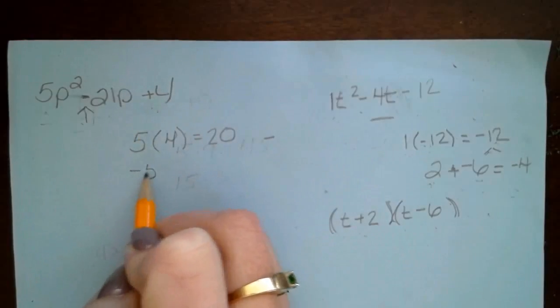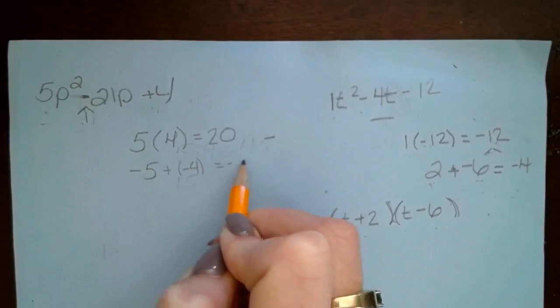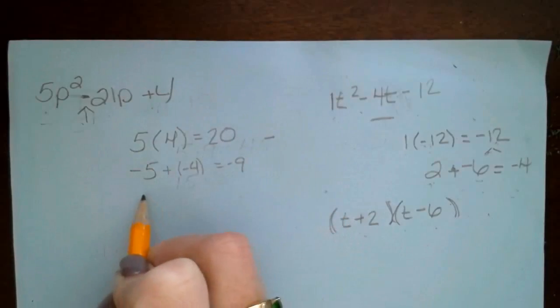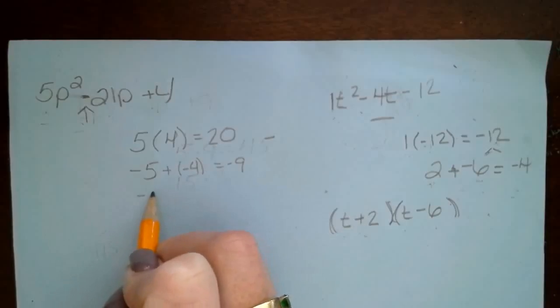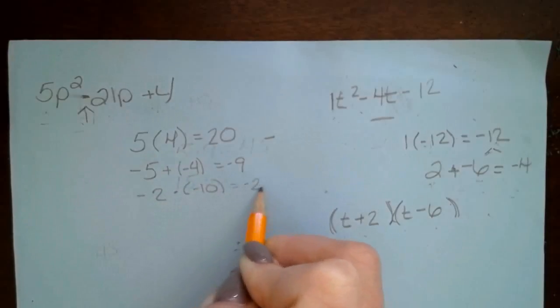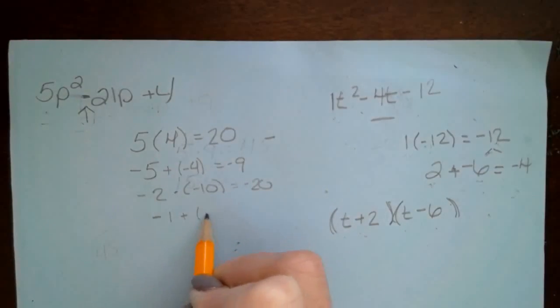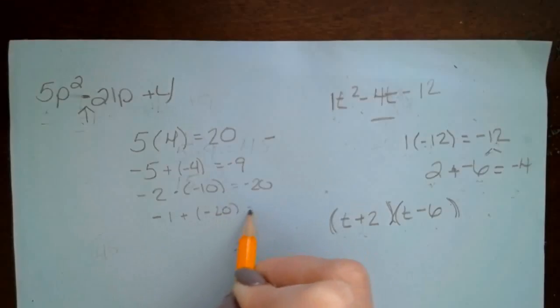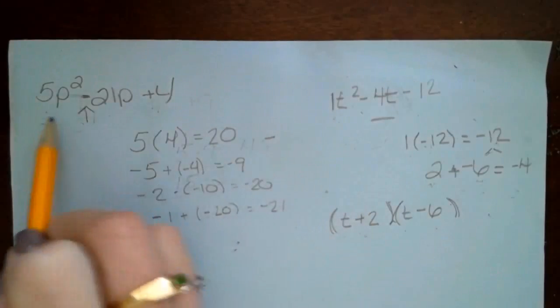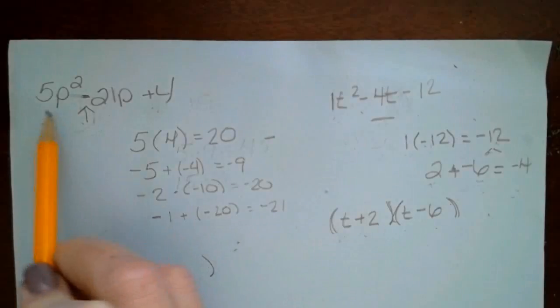So negative 5 plus negative 4 gives us negative 9. That's not going to work. Negative 2 times negative 10 gives us negative 20. That's not going to work. Negative 1 plus negative 20, oh, we have negative 21. Perfect.